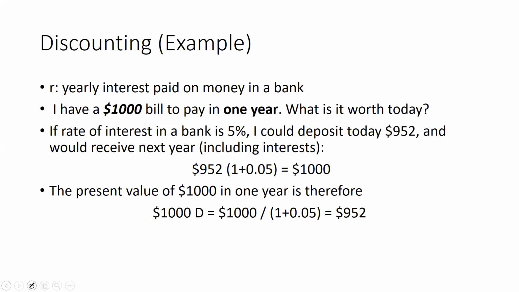So as an example, if I have a $1,000 bill to pay 1 year from now, what is that future obligation worth today? For this example, I've posited an interest rate of 5%, but we can consider other interest rates in the future. With an interest rate of 5%, I can deposit $952 today, and a year from today, including the interest I earn on it, it's going to be worth that $1,000.